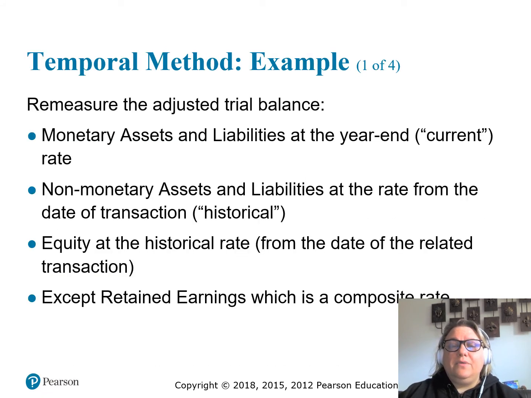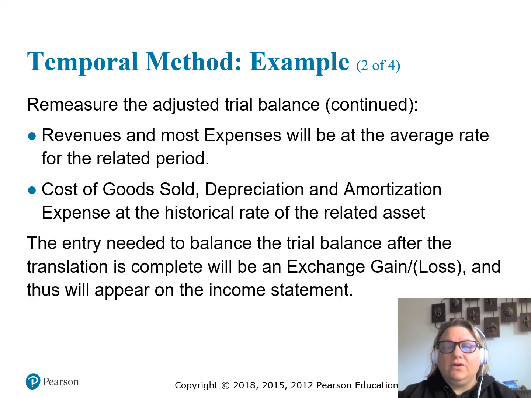Okay, so we remeasure the adjusted trial balance: assets and liabilities at the year end, the non-monetary assets at the rate from the date of transaction, the equity at historical rate, except retained earnings, which is a composite rate. The retained earnings is different. You saw that. If you want to scroll back and look at those worksheets, I highly encourage it. We'll remeasure revenues and most expenses at the average rate, and cost of goods sold, depreciation, and amortization at the historical rate.